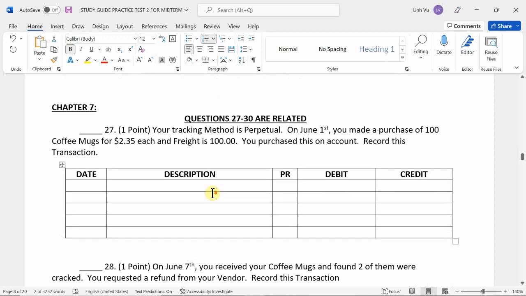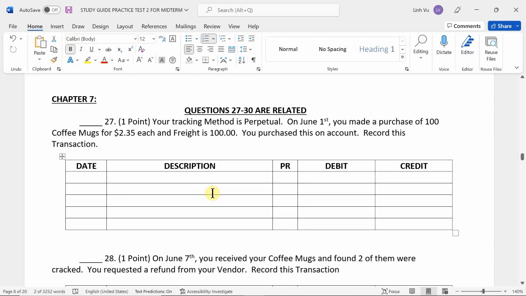Good. We're doing good so far. So let's go ahead and go through chapter 7 and then we'll take a quick break. 27. Your tracking method is perpetual. On June 1st, you made a purchase of 100 coffee mugs for $2.35 each, with the freight costing you $100. You purchase this on account. Record this transaction. So how do I record a purchase of perpetual inventory?